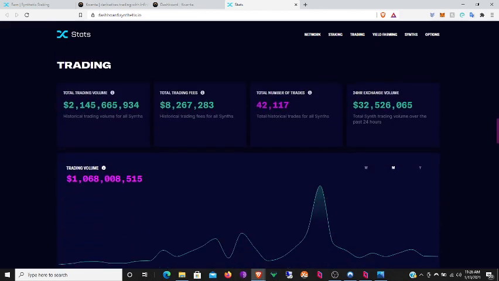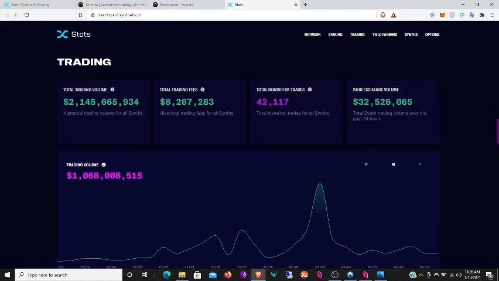As you can see here, we have the trading volume. Here are the trading fees that you get a portion of. This is the 24-hour exchange volumes, the volume of the synths that are being traded.